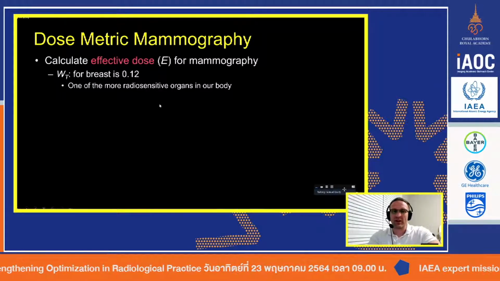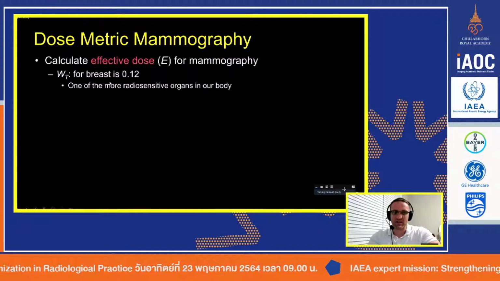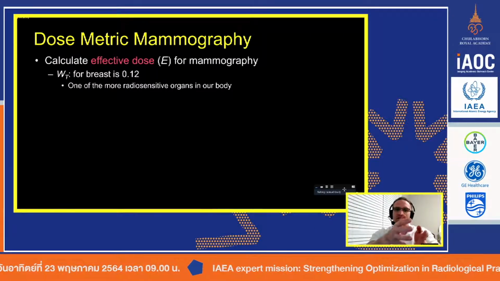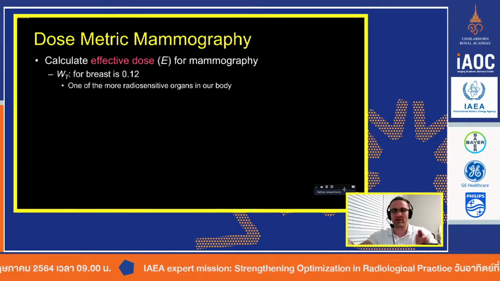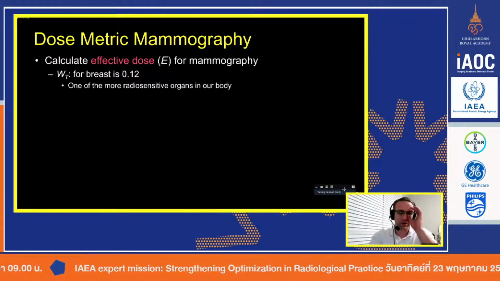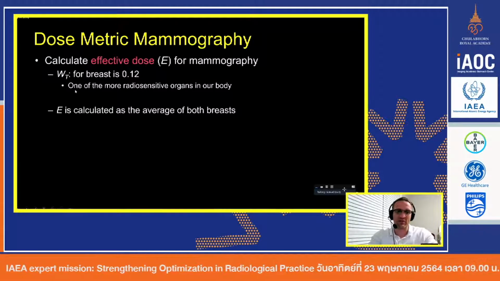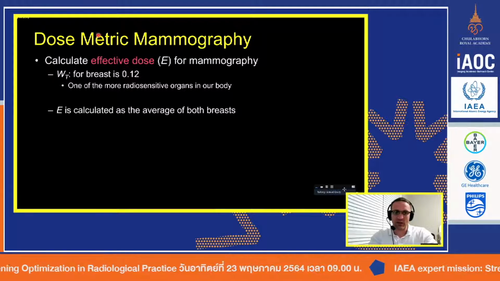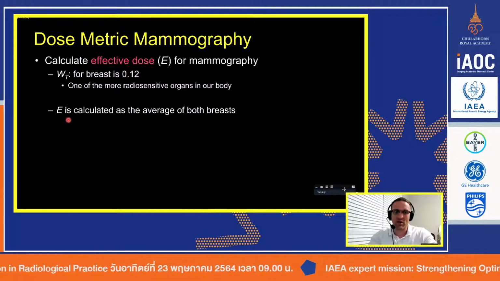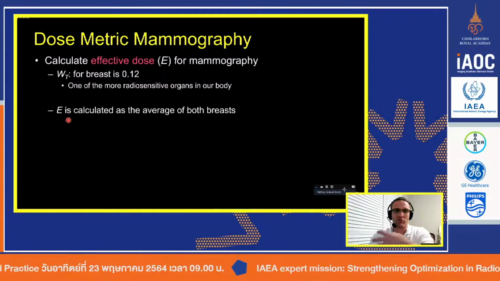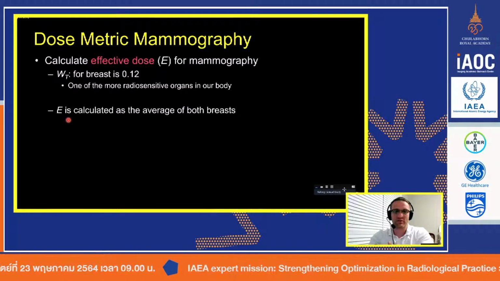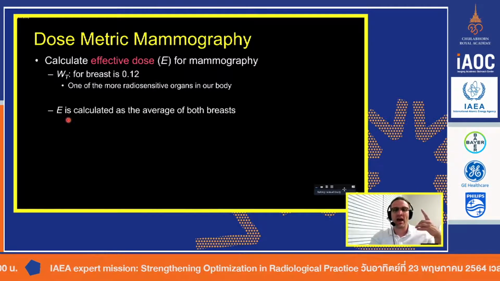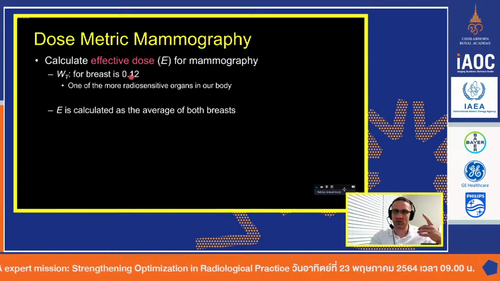And so because breast tissue is more sensitive to radiation, and what I mean by sensitive is that there is a correlated risk of cancer at higher doses, of course, then they almost always report effective doses for breasts. But you need to understand, when we calculate effective dose, it is the average of both breast dose values. So you would get the average D sub G for the left breast and right breast, and then you would multiply that average by 0.12.